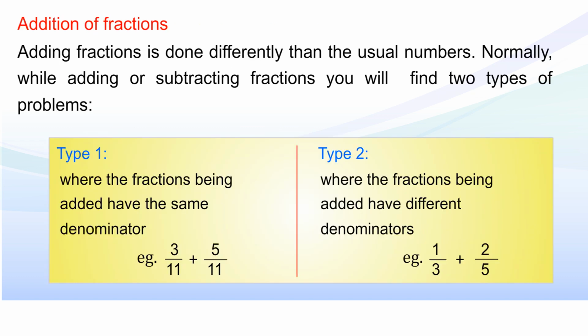Addition of fractions. Adding fractions is done differently than the usual numbers. Normally, while adding or subtracting fractions, you will find two types of problems. Type 1, where the fractions being added have the same denominator. Example, 3 by 11 plus 5 by 11. Type 2, where the fractions being added have different denominators. Example, 1 by 3 plus 2 by 5.